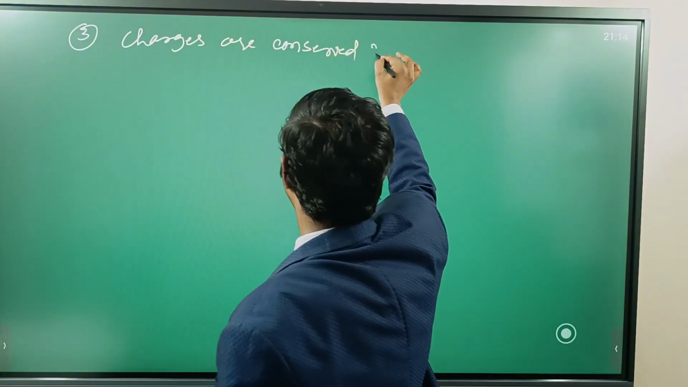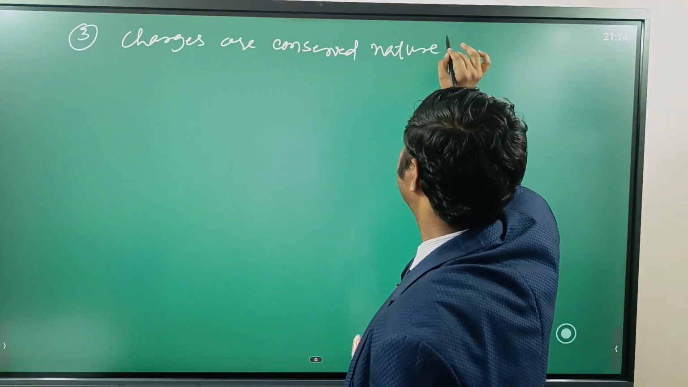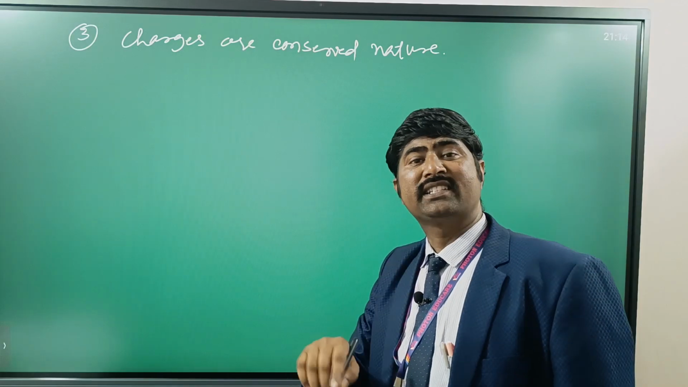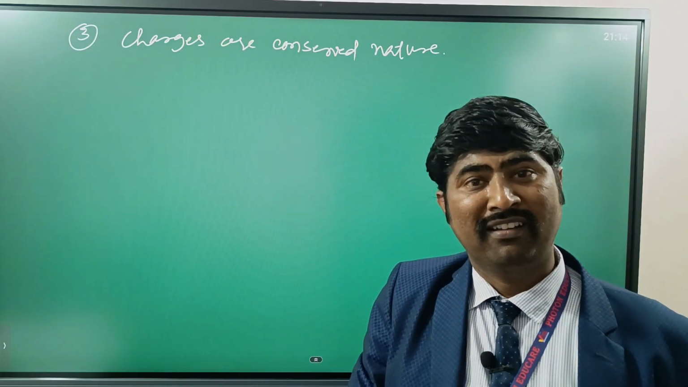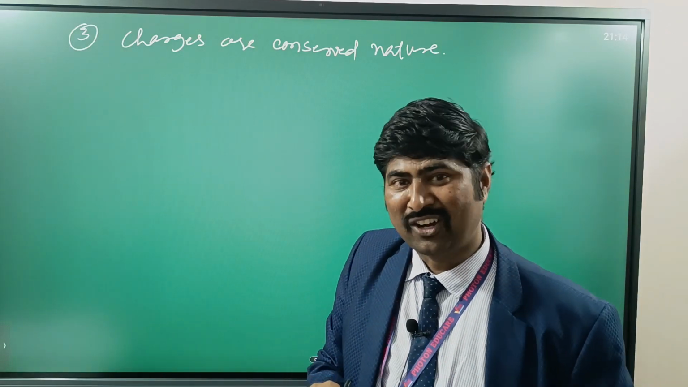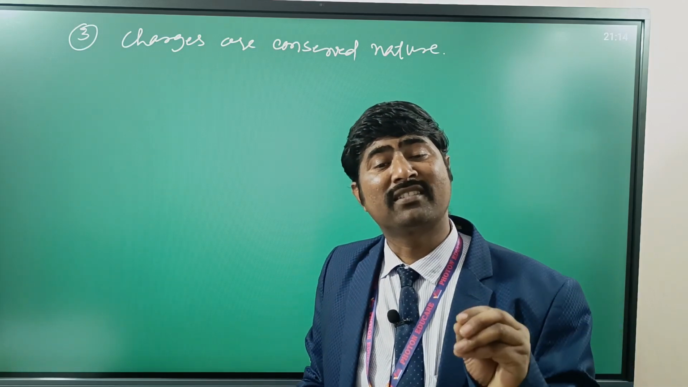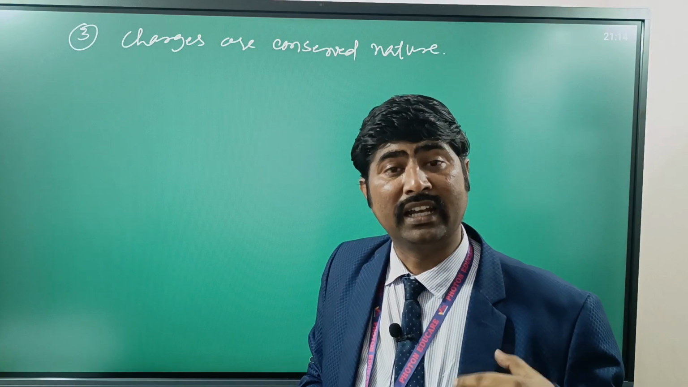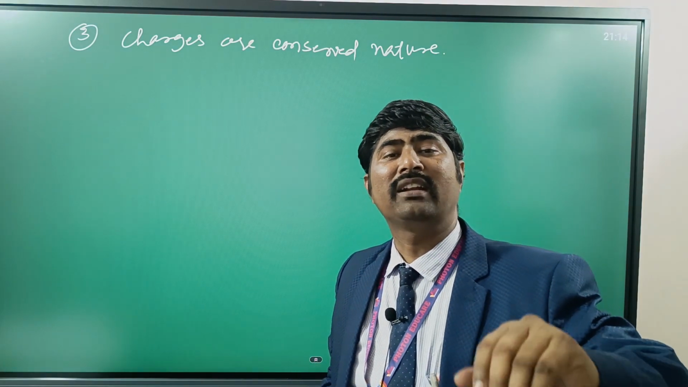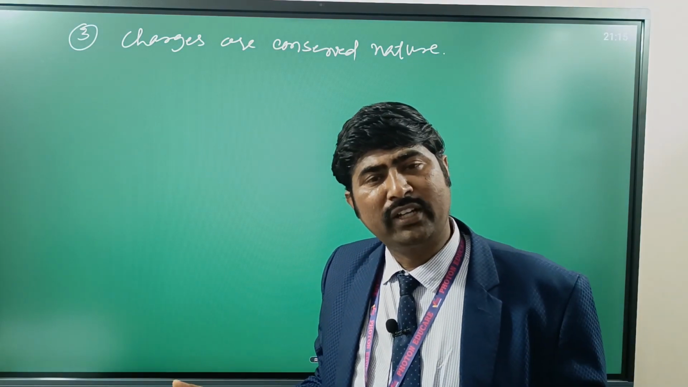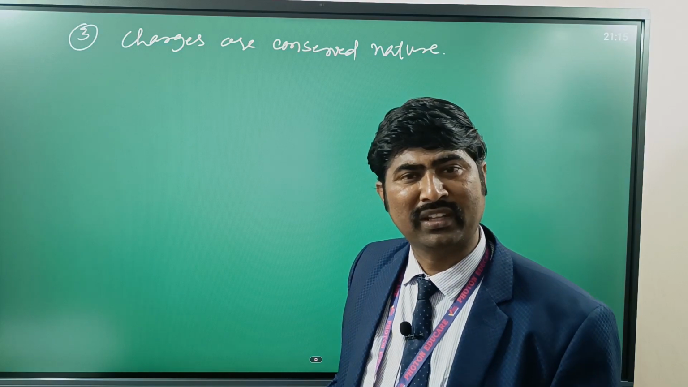See, what does it mean that charges are conserved in nature? You might have heard of conservation of energy: energy can neither be created nor be destroyed. So here, charges are conserved means what? Charges are not possible to create. You cannot create an electron or destroy an electron. When you don't have the right to create the electron, how is it possible to destroy the electrons?